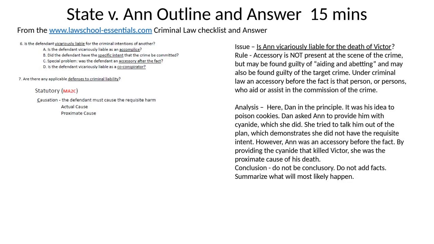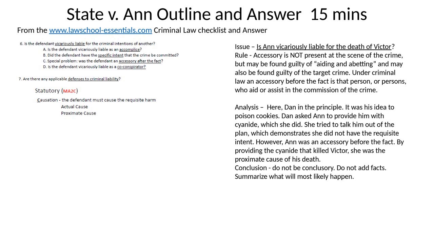All right. Now, State v. Ann, not Jane. You're not going to talk about Jane bringing Victor into the house. State v. Ann. And this is vicarious liability, accomplice, right? And statutory, like the Model Penal Code, causation, and Ann was the proximate cause of Victor's death, right? So is Ann vicariously liable for the death of Victor?